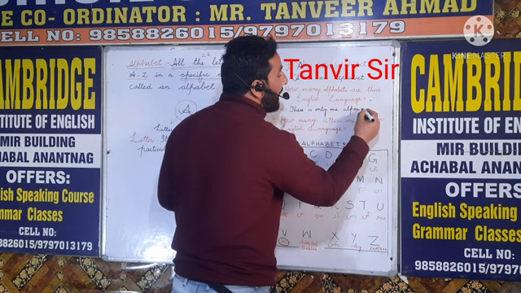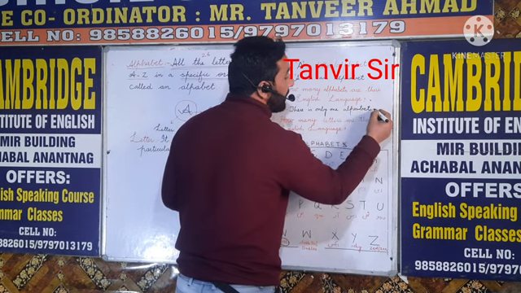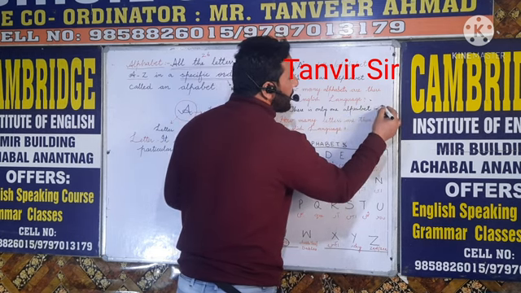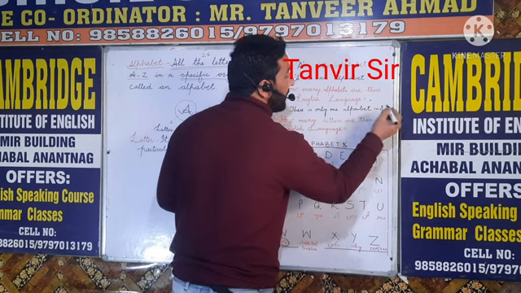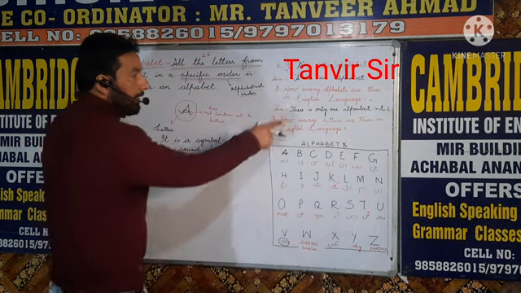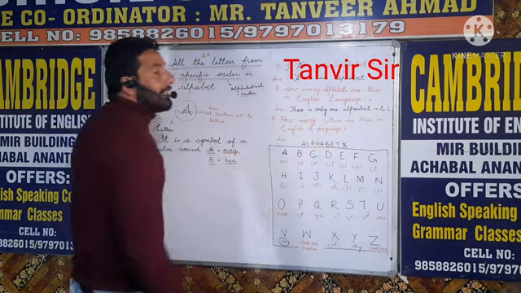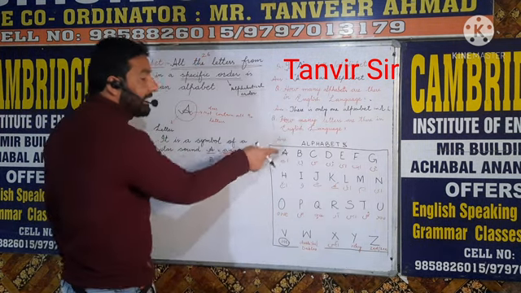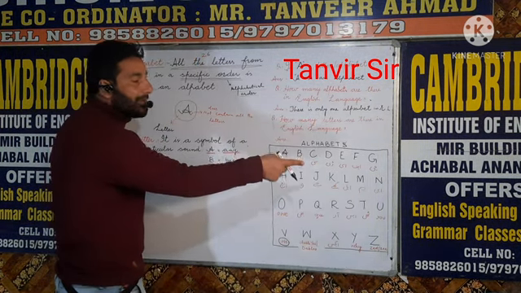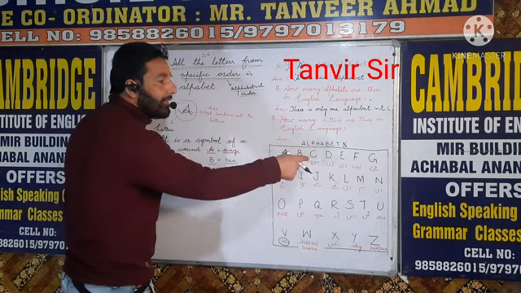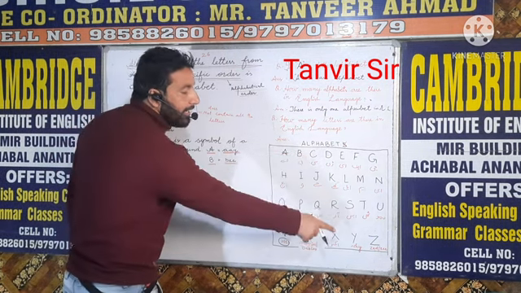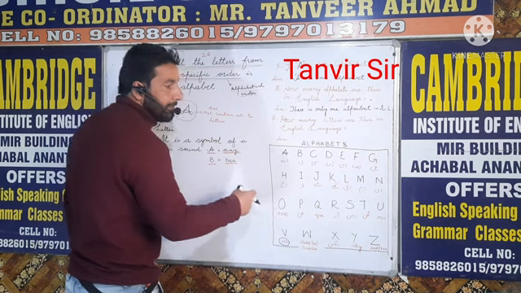There is only one alphabet in English language. And which one is that? Is that A? No. Is that B? No. Is that C? No. Is that anyone? No.